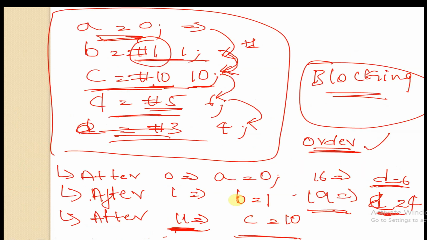Sometimes in many interviews and many written tests also, this type of questions will be framed, like what will be the output, write the output, or predict the output. So they will give some set of blocking statements and non-blocking statements, and they will ask what is the output. So you should be careful in this type of questions.